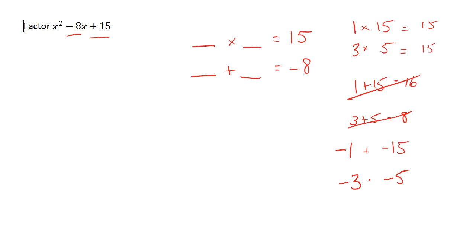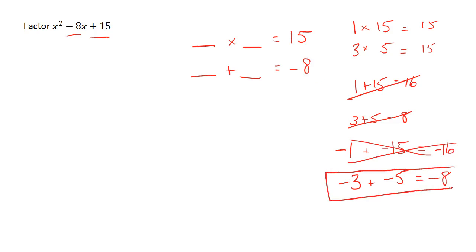So what happens when we add these together? Well, negative 1 plus negative 15 gives us negative 16. That's not negative 8, so that's not the one we want. And negative 3 plus negative 5, that is negative 8. So negative 3 and negative 5 work for both of these. Negative 3 times negative 5 is 15, and negative 3 plus negative 5 is negative 8.